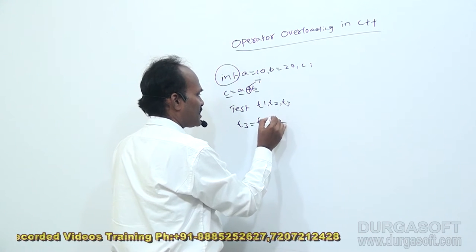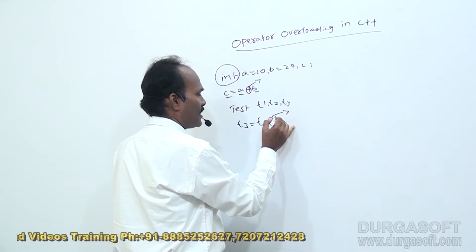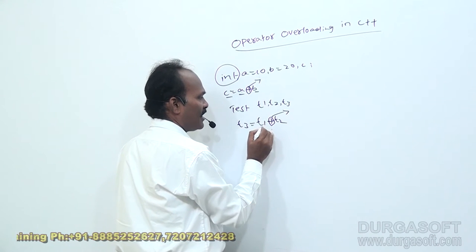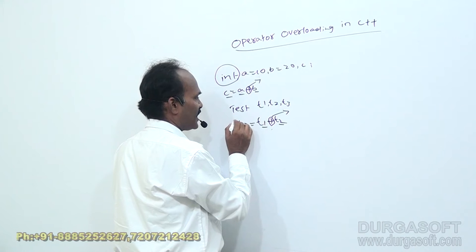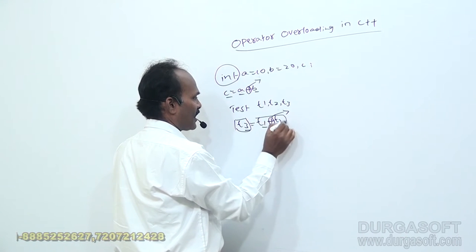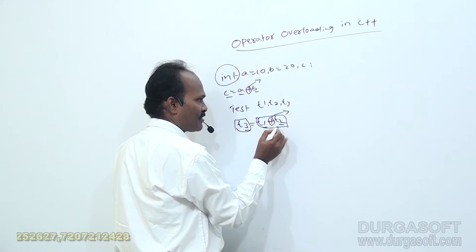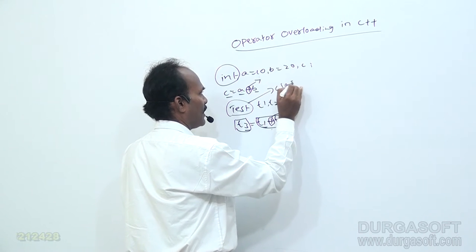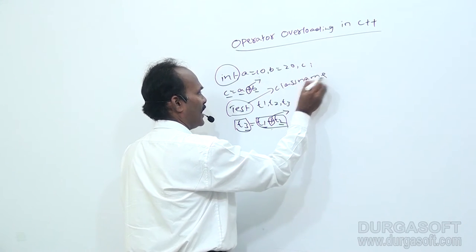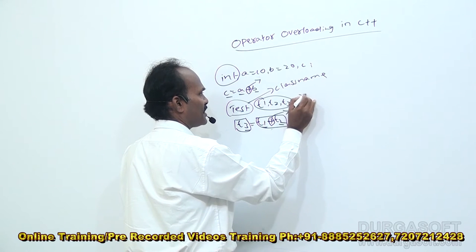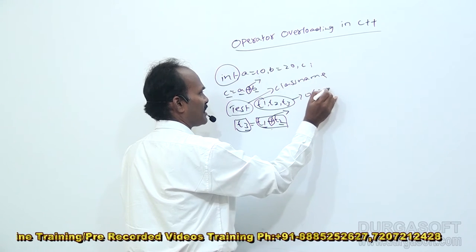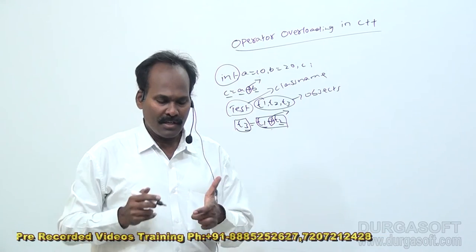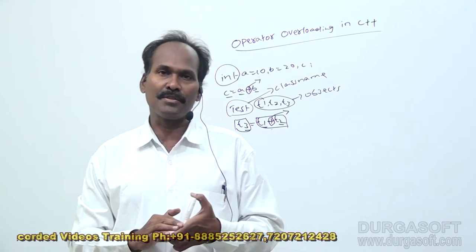We are using this arithmetical operator, addition, for user-defined data types. What are the user-defined data types here? T1, T2, T3. These three variables are called objects. These three objects come under the Test category. What is Test here? Test is a class name. And T1, T2, T3 are objects.